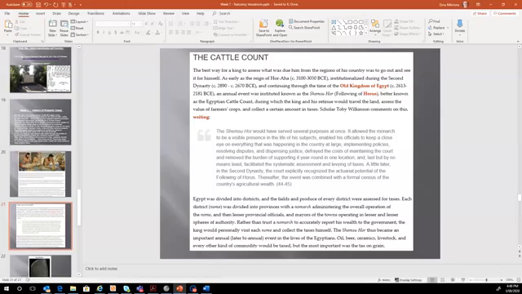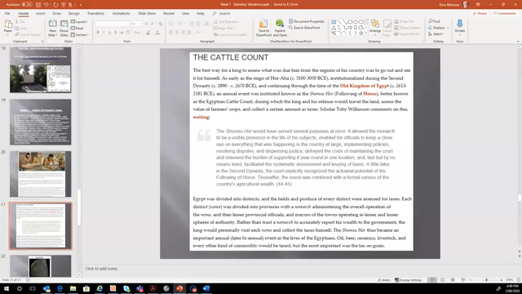Cattle count. Have a read of this at your leisure, but the best way for a king to assess what was due him from the regions of his country was to go out and see it for himself. As early as his reign, institutionalised during the Second Dynasty and continuing through the time of the Old Kingdom of Egypt, an annual event was instituted, better known as the Egyptian cattle count.